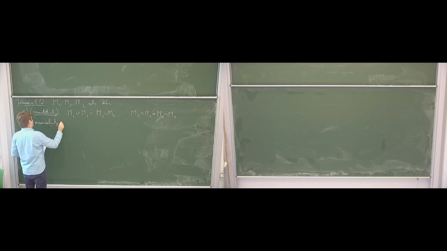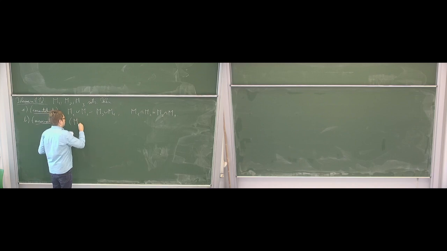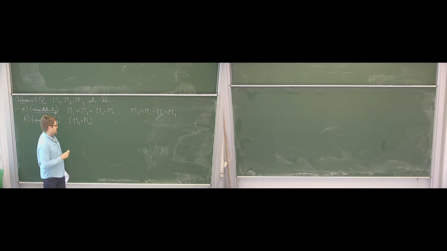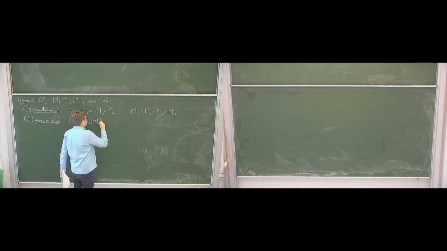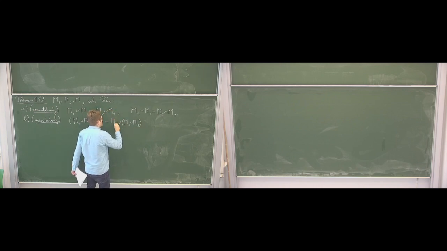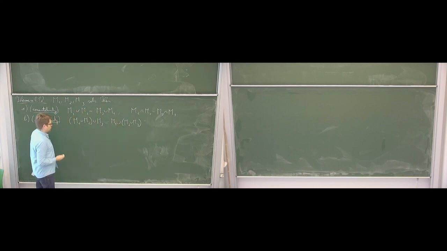This says that the order of taking unions or intersections doesn't matter. Namely, if I first take the union of M1 and M2 and take this new set, and then take the union with M3, this is the same as if I would do it the other way around. If I would first take the union of M2 and M3, and then take the union with the set M1. So the order is irrelevant here.